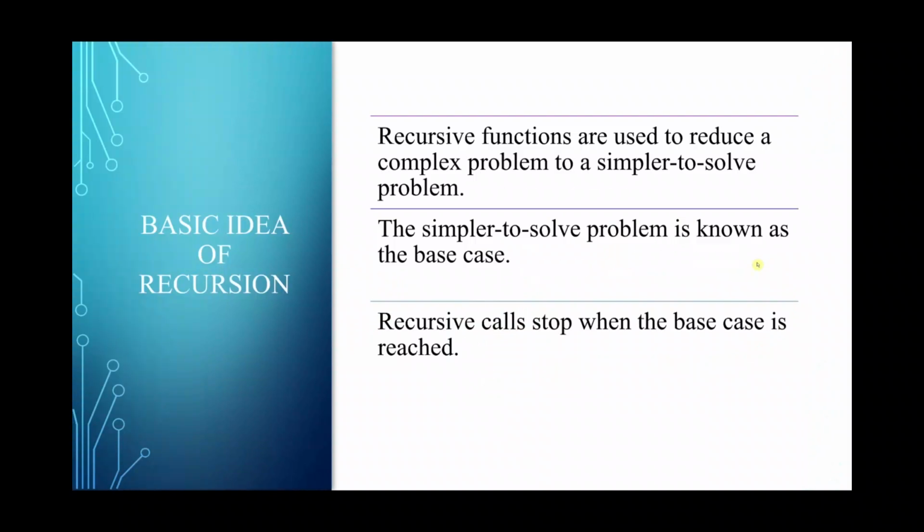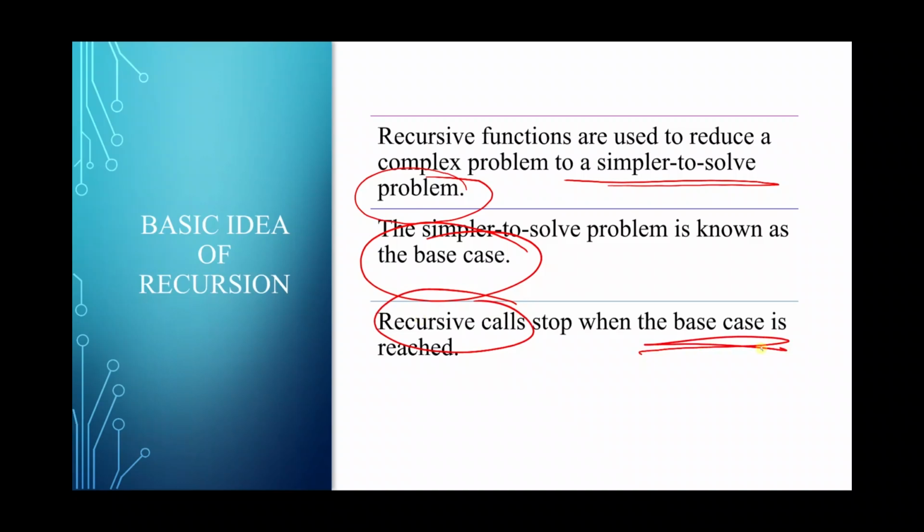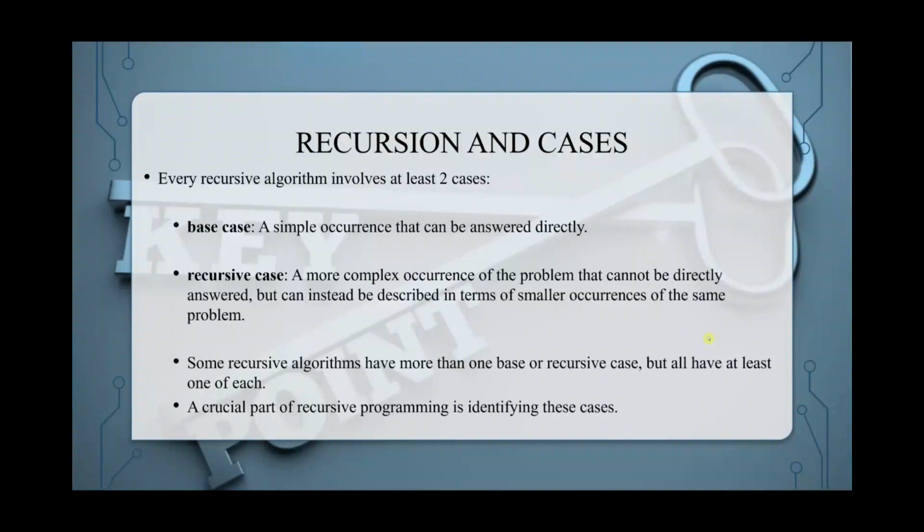So the basic idea of recursion is that we have recursive functions that are used to reduce a complex problem to simpler problems to solve. Problems, actually. It's not one simpler problem. Sometimes it's more than one. The simpler problem to solve is known as the base case, or in some other languages, it's known as the ending condition. Recursive calls stop when the base case is reached.